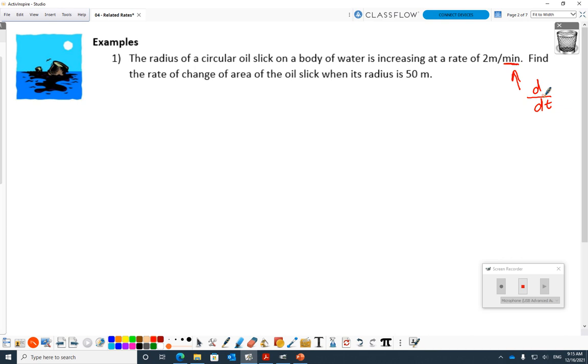Then the next big thing that shouts out at me is area and radius. Those are the two quantities we're talking about. They've given me some information about radius. I want to know some information about area. Well, I guess I'll circle circular because it tells me the shape I'm talking about. So then it comes down to, do I know an equation that relates the area and the radius of a circle?